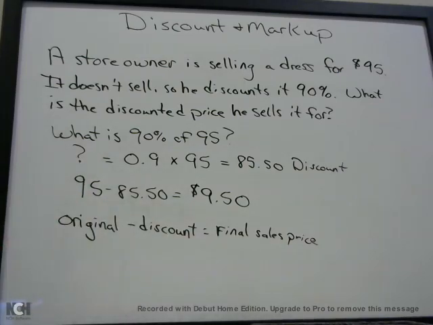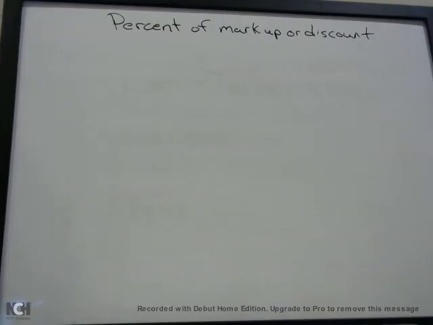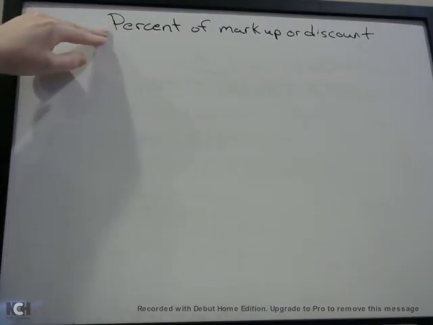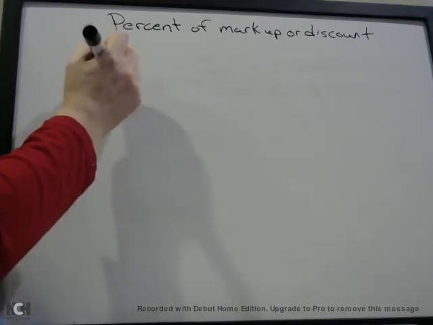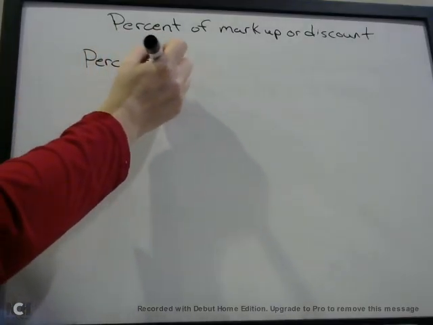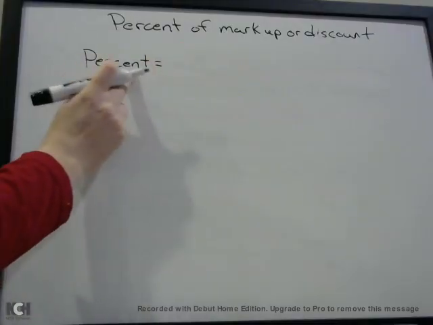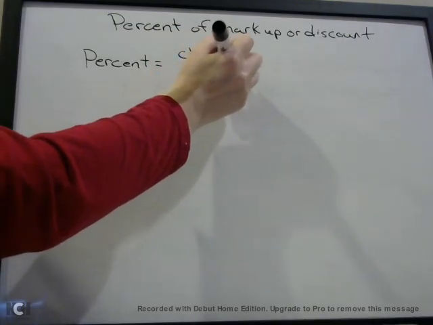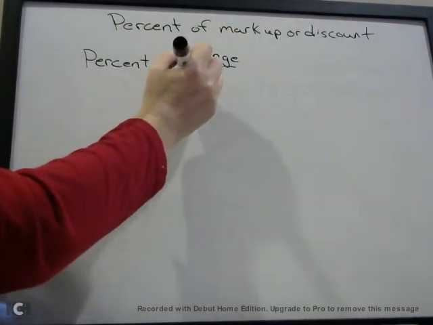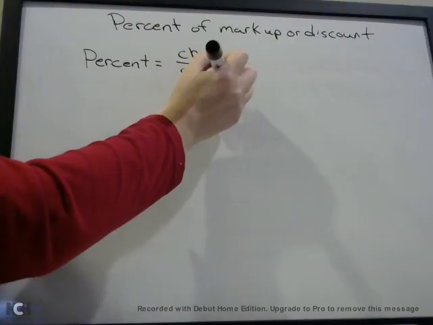Next we're going to do a couple of, they're kind of similar problems, but they have a different take on them. So the next two problems we're going to do have to do with the percent of markup or the percent of discount. So these are two variations on the problems we just saw that could be on the test. And the key to this is you have to remember this. The percent, and we're going to have to actually change it to a percentage, but is change over original. Just remember that, change over original.